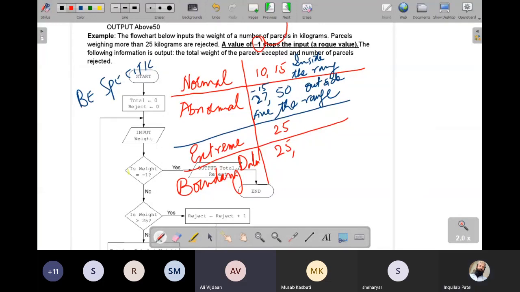Or should we use 25 and 26? No, this is the other side. Yes sir, 25 and 25.1. So you will write 25 and 25.1. 25 will be accepted and 25.1 will be rejected.